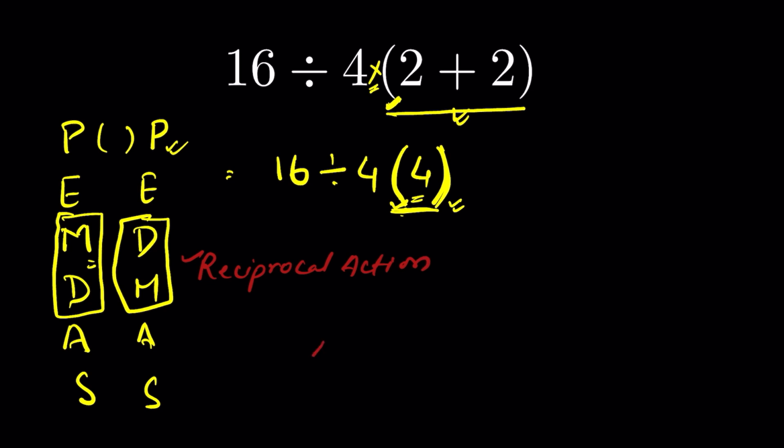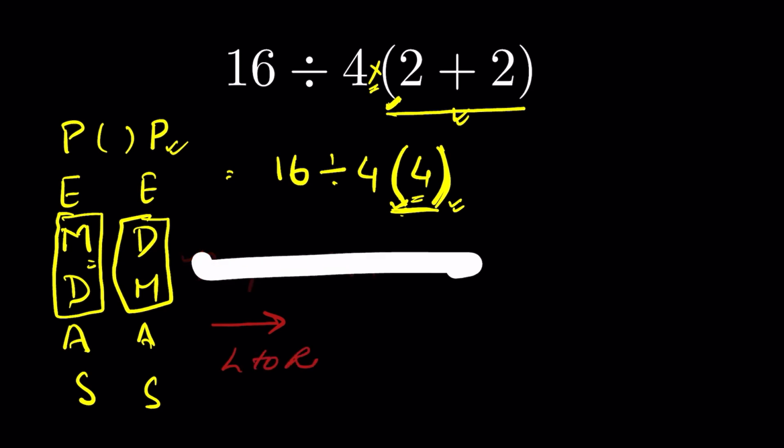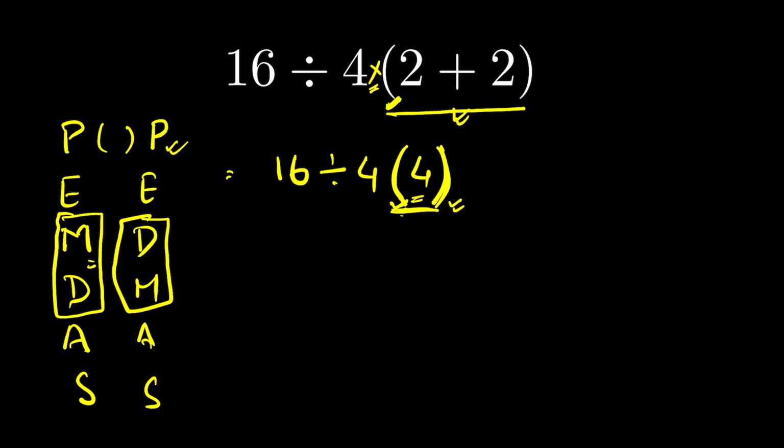For example, if you have 4 ÷ 2, you can also write it as 4 multiplied by 1/2. So you can see that division is nothing but the reciprocal of multiplication. Same goes for multiplication also. That's why they are reciprocal actions and they have equal priority. To solve the issue of which operation to be done first, we solve them from left to right, whichever comes first. Now here in this question we have 16 ÷ 4 times 4.